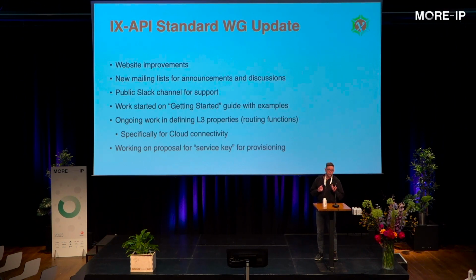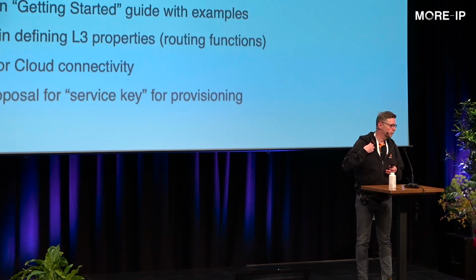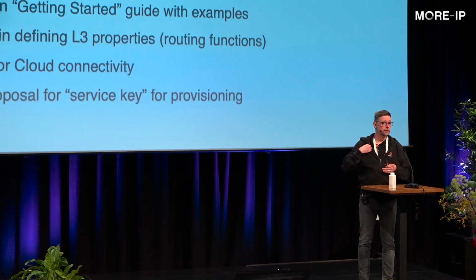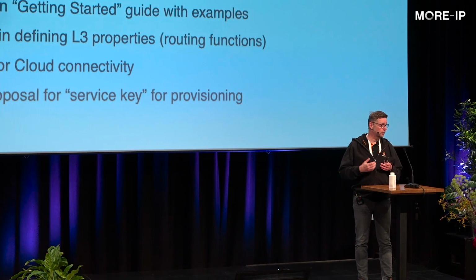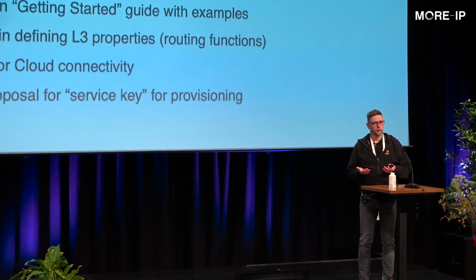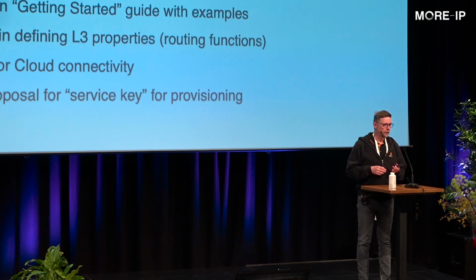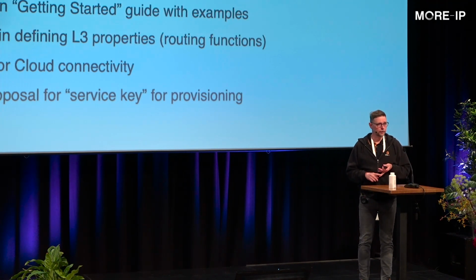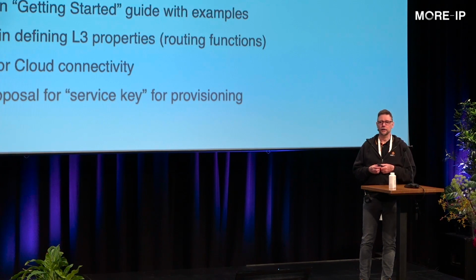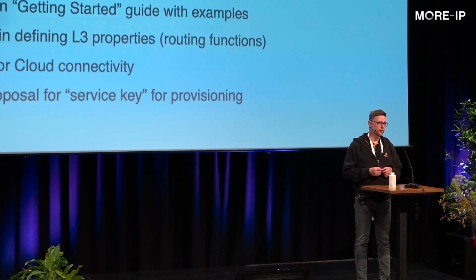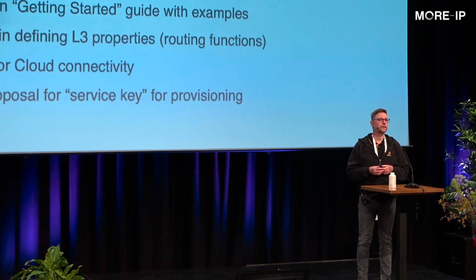The other thing that we are currently developing in the standard is layer 3 properties, so that's routing functions, which in the beginning I would never think that we would need on an IX level, because that's layer 2, why would you need routing functions? Well, it turns out that for cloud connectivity and cloud router connectivity, you definitely need layer 3 properties and routing functions. So that's still ongoing.